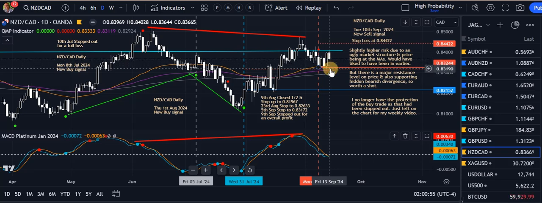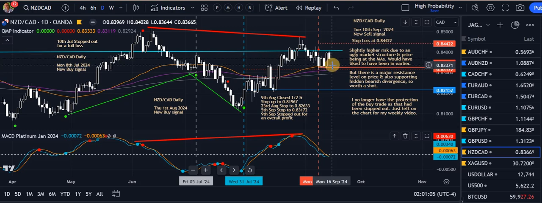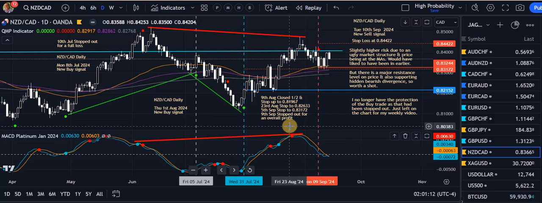So the only trade I'm in is this sell. The buy's finished. I'm stopped out. As I said, always just leave it on the chart for the week, this video. Then once the video's done, I'll go and tidy it up. So I'm only in this sell and it's not looking that good at the moment. MACD platinum should have zero level too, so I'm a bit in no man's land.